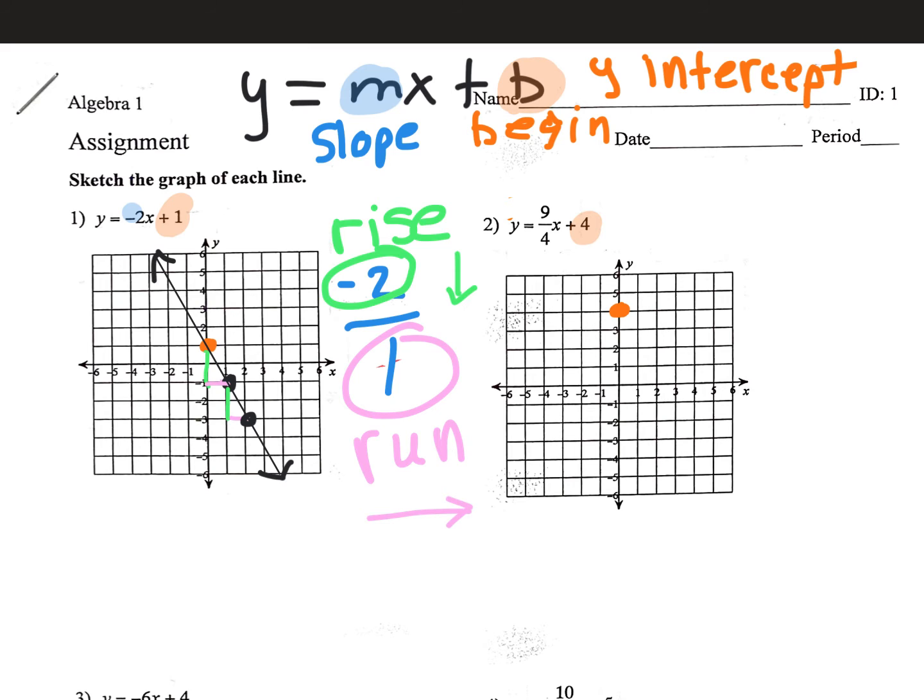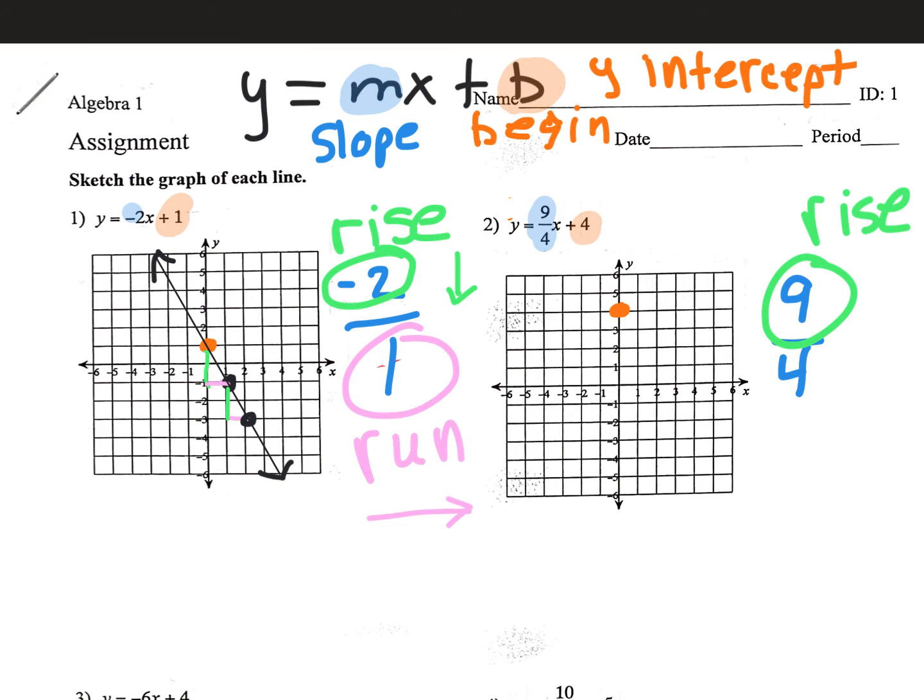Now, unfortunately for us, the slope is going to be a little bit tricky. Okay, so we already know from the previous example that the slope is that number in front of the x. So I'm going to bring it down over here to the side so that I have a little something to work with. And what number is my rise? What number tells me how much I'm going up or down? 9, right?